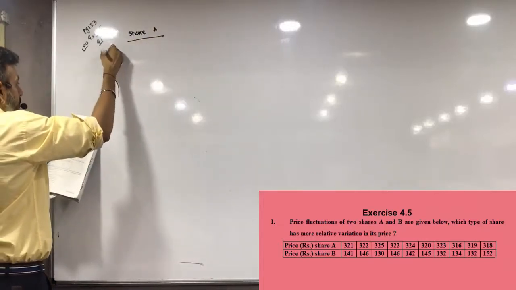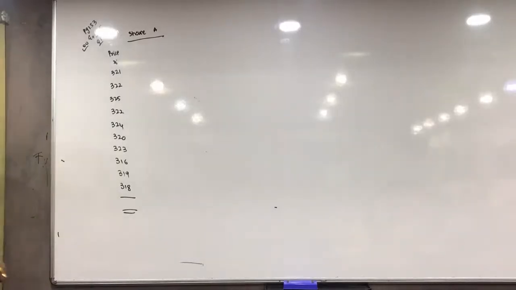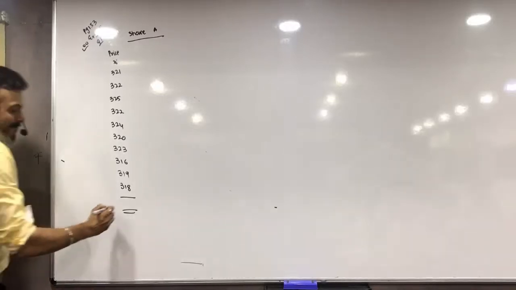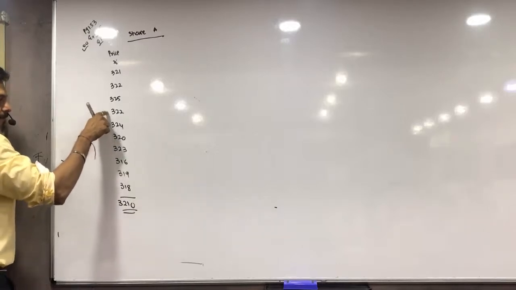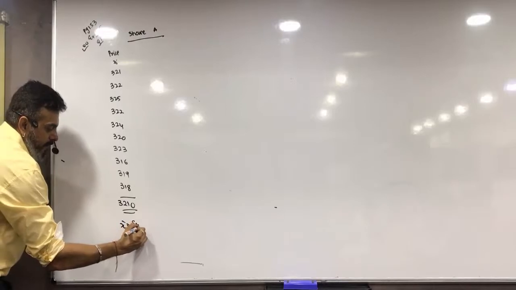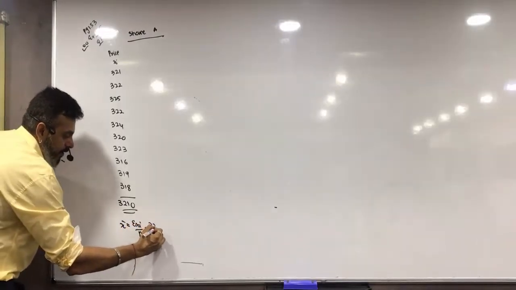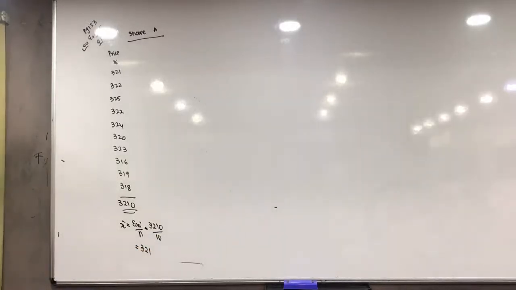Xi, which is price, total. First do the total, find the mean, so we come to know what formula to use, direct or shortcut. Total करो. 3, 2, 1, 0. Okay. 1, 2, 3, 4, 5, 6, 7, 8, 9, and 10. Say find out mean. X bar is equal to sigma xi upon n. So 3210 upon 10 is equal to 321.